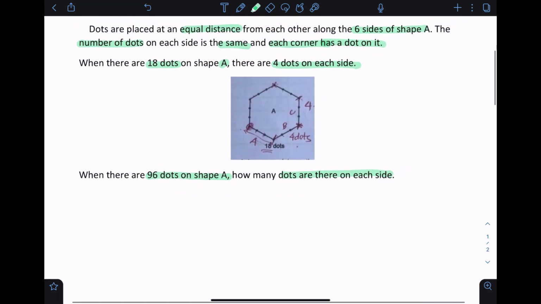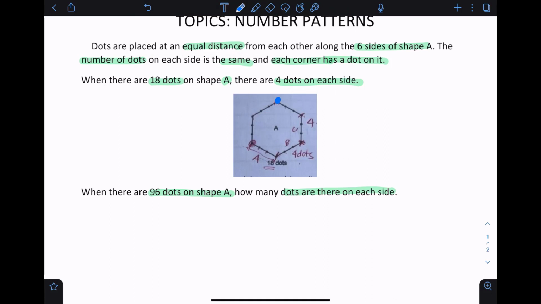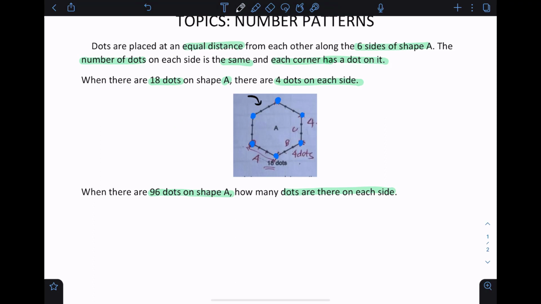That's the question. Now, to do this, we need to realize that in all cases, there will always be 1 dot at the corners. So if you were to add dots, you will add them in the middles, in between the corner dots. For example, you add 1 dot here, 1 dot here as well, here, here, here, here. When you do that, the number of dots will not be 18 anymore, right?